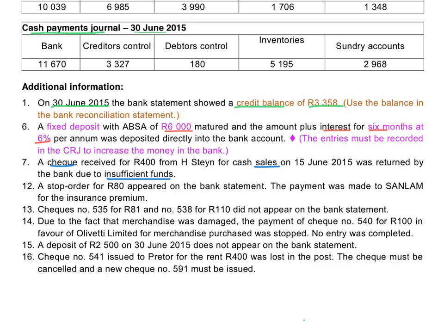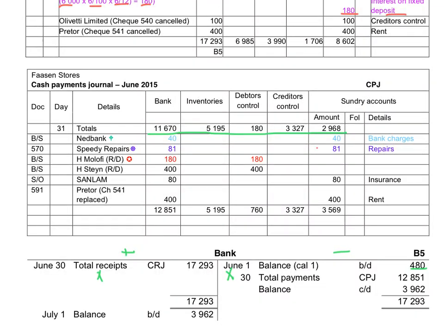What we will have to do is create an account for H. Stein. So we will create an asset because we create him as a debtor. This check was recorded in the cash receipts journal when we received the money. So if we want to cancel the check, we will cancel it in the cash payments journal. And we will record this entry as H. Stein RD check referred to drawer.